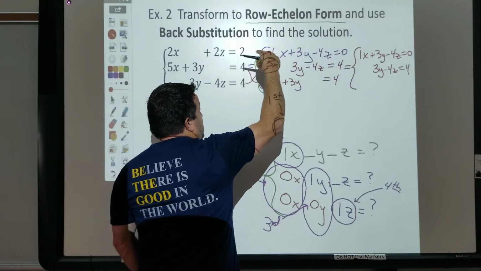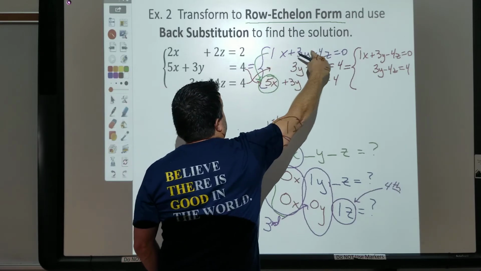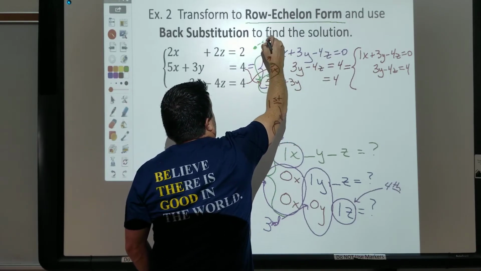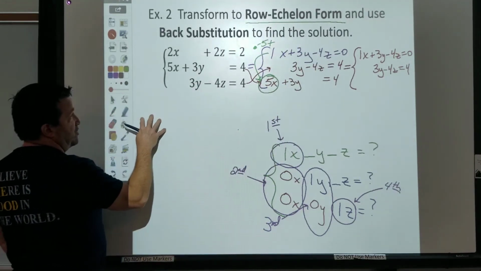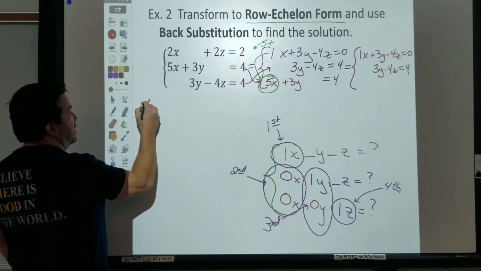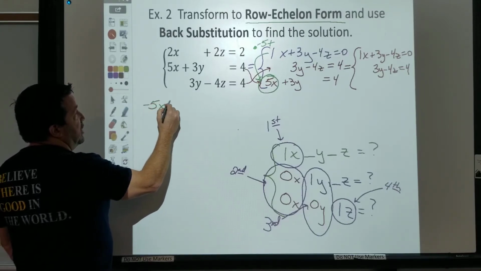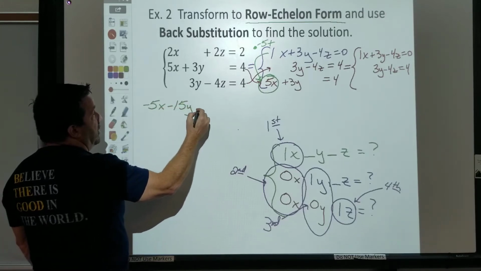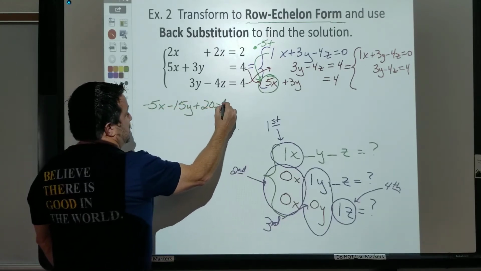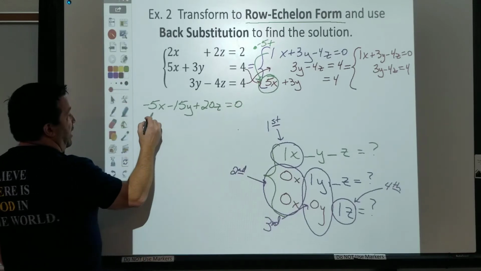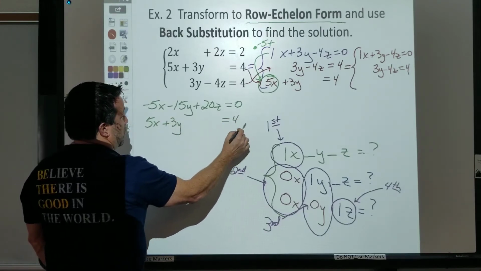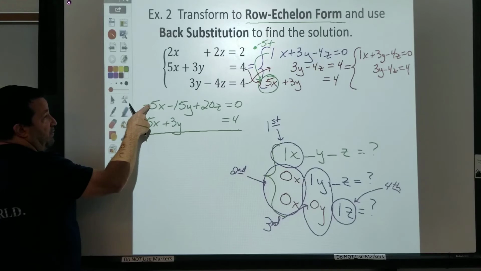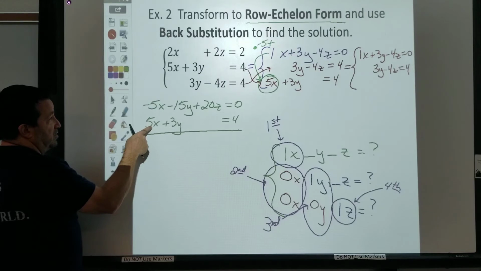I'm going to temporarily multiply this top equation by -5, and then I'm going to add the result to this equation. So I'm going to do that work off to the side. Temporarily multiplying the top equation by -5 gives -5x minus 15y plus 20z equals 0. This is the top equation multiplied by negative 5. I'm not replacing it, I'm just using it temporarily. The bottom equation is 5x plus 3y equals 4.